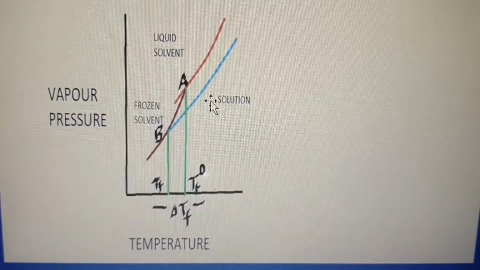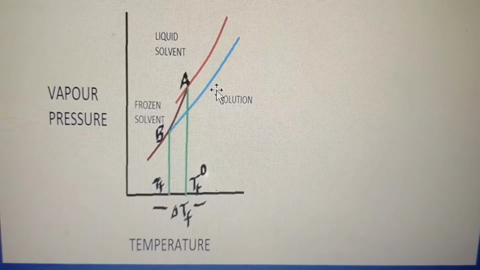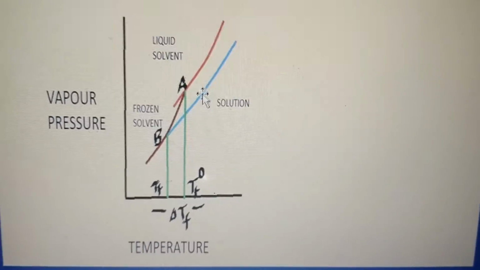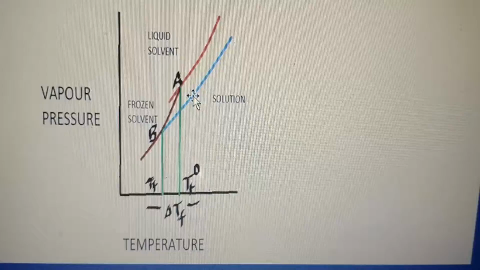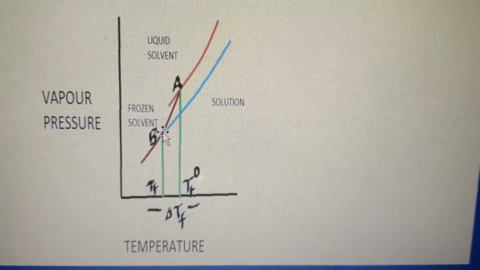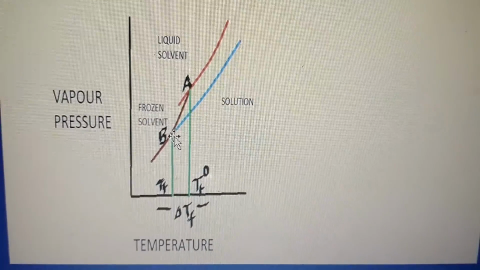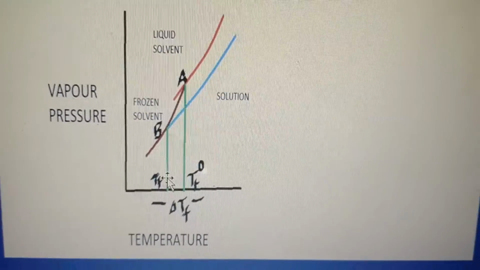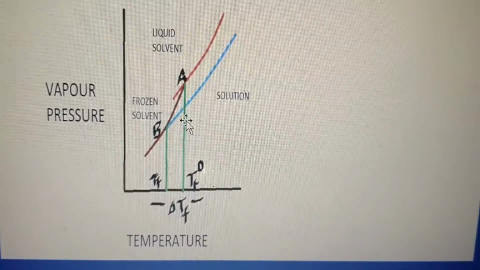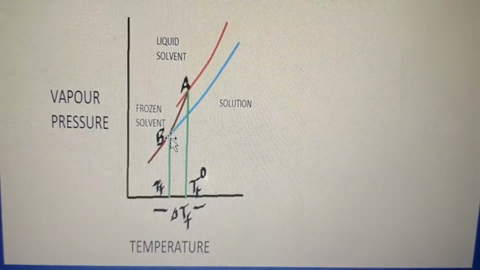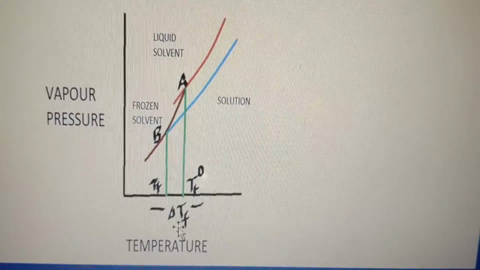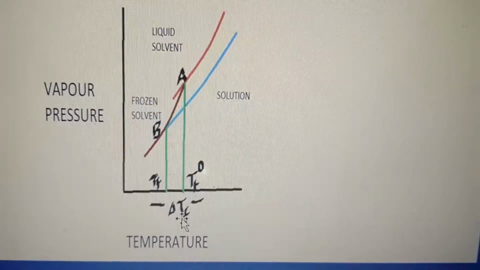Now when a solute is added to a liquid, that means a solution is prepared, its vapor pressure decreases. So this blue curve represents the vapor pressure of the solution. This blue curve meets the solid curve at point B. So B is the freezing point of the solution, that is Tf. So A is the freezing point of the pure solvent, Tf naught, and B is the freezing point of the solution, Tf. The difference between the freezing points is known as delta Tf, that is called depression of freezing point.